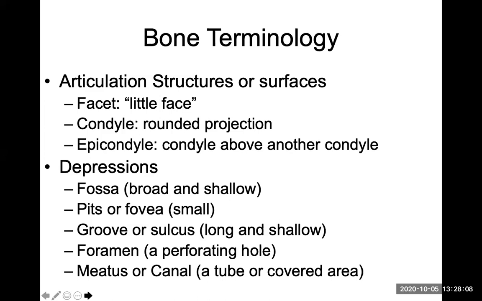Foramen is used a lot in terms of your skull, as we have a lot of holes where the nerves either enter or exit. And then you have the word meatus or canal, which is where the hole digs inside the bone. So you have more of a tube or a structure that is carved into the bone rather than just a hole itself.